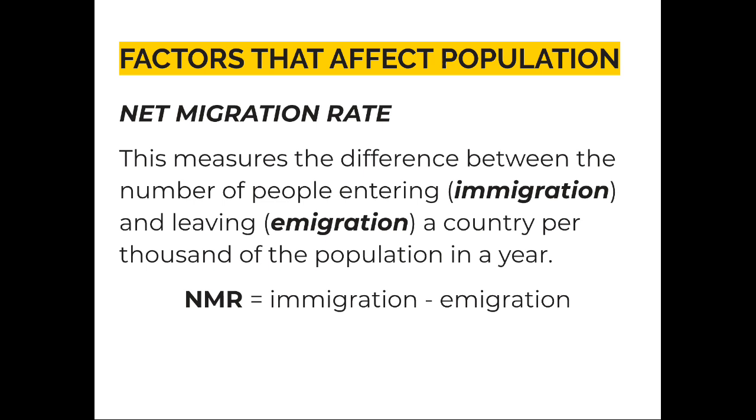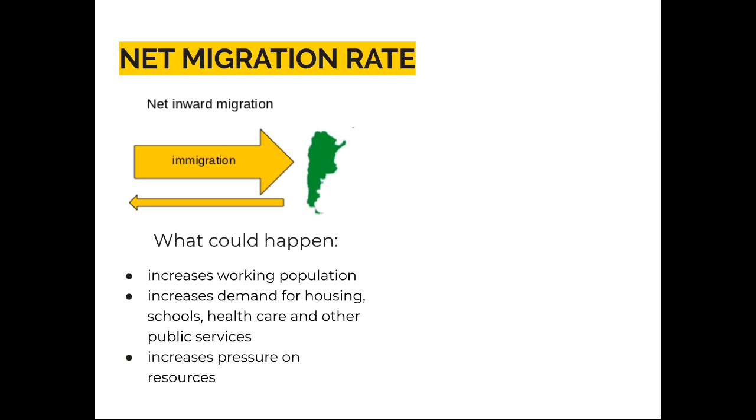Next, net migration rate. People come, people go. You can remember immigration and emigration: I for in, E for exit. So we can know the number of people who enter and who leave the country. NMR stands for net migration rate, which equals immigration subtracted by emigration.